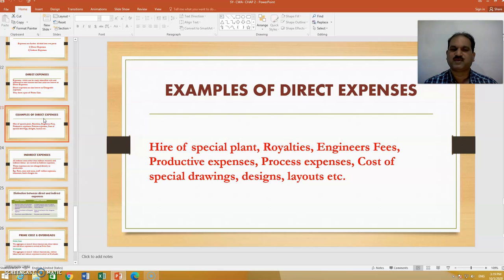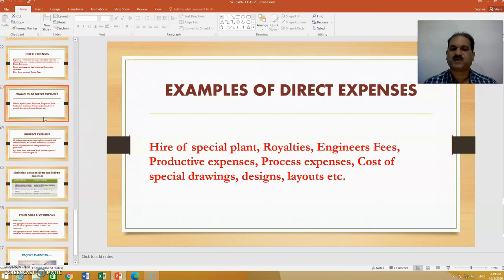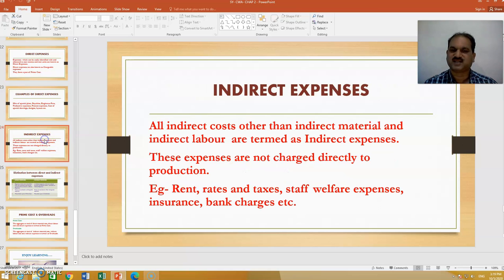Let's see what are the examples of direct expenses. Hiring of special plant, royalties, engineers' fees, productive expenses, process expenses, cost of special drawings, designs, layouts, etc. This is direct expenses example.